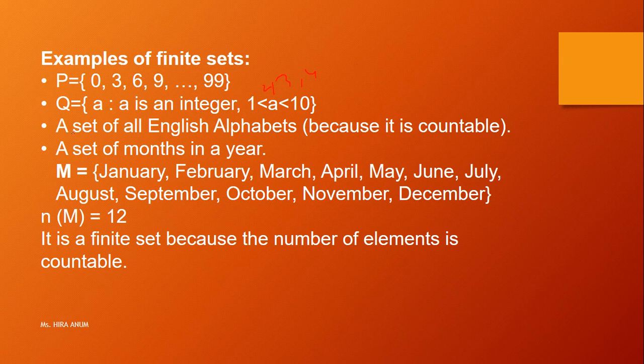That is 8 numbers. A is the set of all English alphabet letters. You have to count it. Set of months in a year, you can count it. Those sets which are countable are called finite.